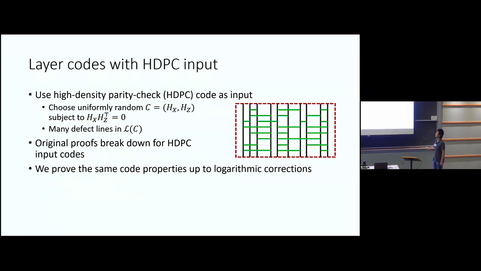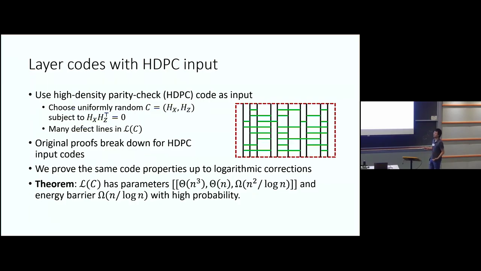And so what we did was we actually prove that if you input a random code, then with high probability, you can recover almost the same theorems up to logarithmic corrections. So not necessarily every single time, but most of the codes are going to be good. And so what we can show is that the layer code will have parameters n cubed, n, and then the distance will be n squared over log n with high probability. And also the energy barrier will be n, but divided by this log n with high probability.